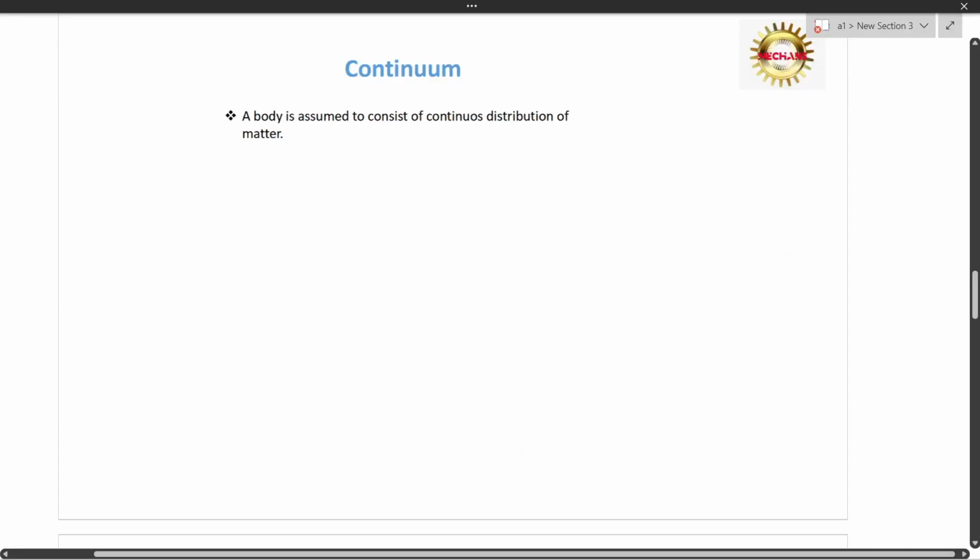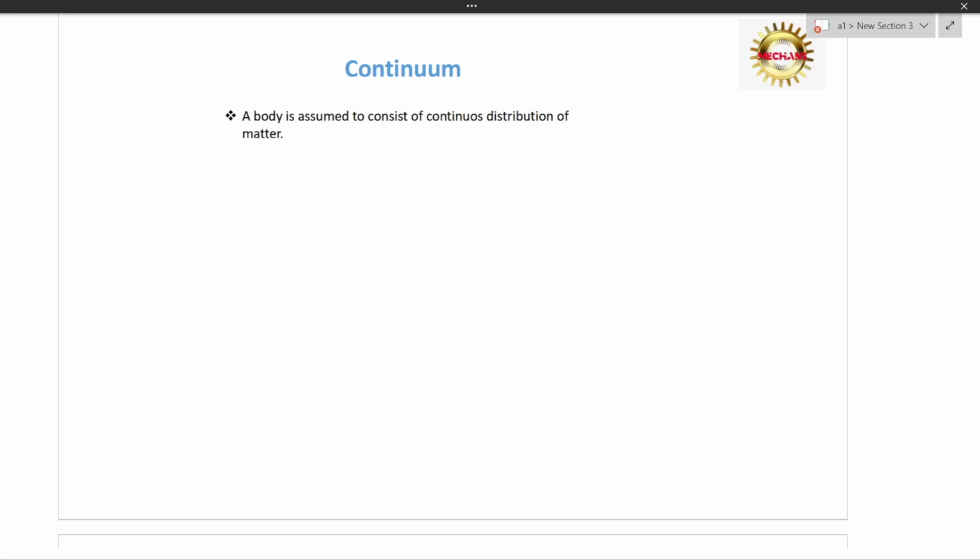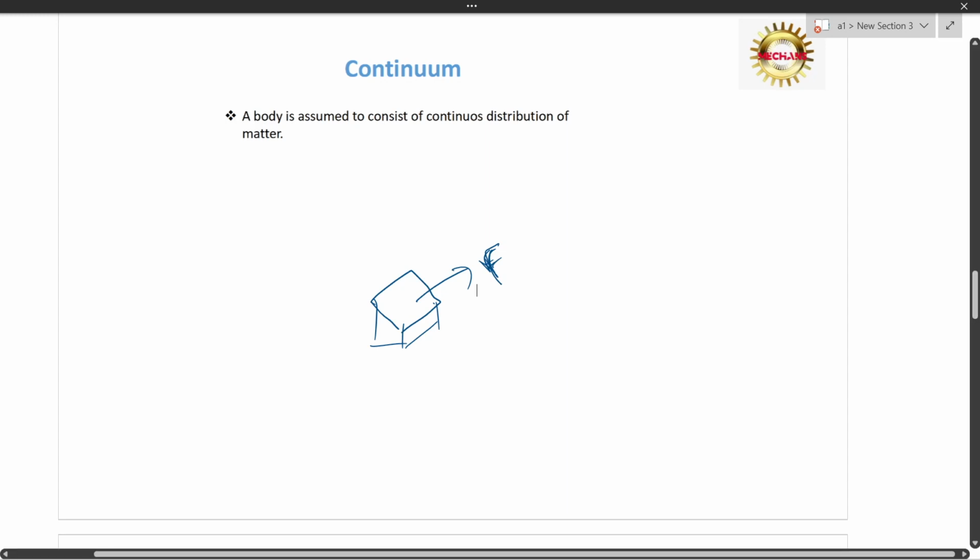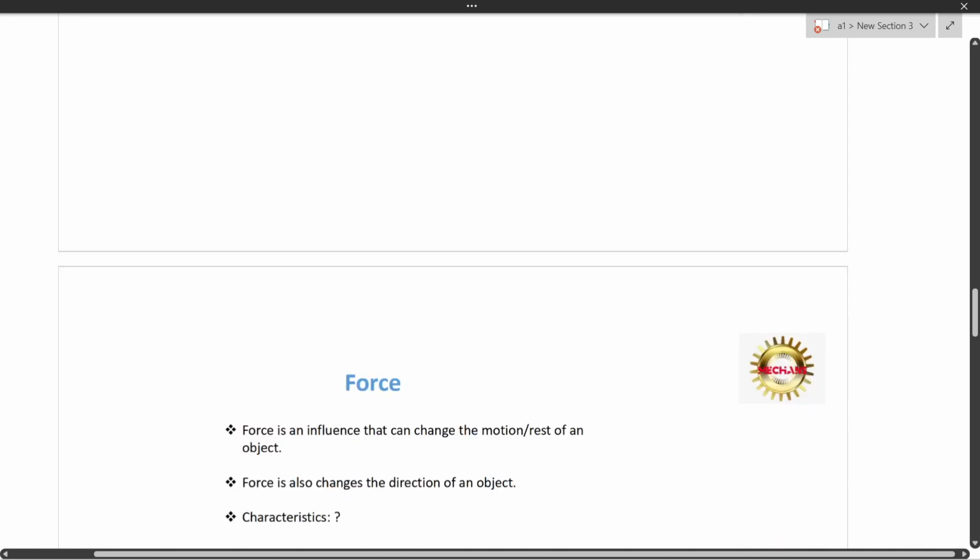Next we are going to talk about continuum. Continuum is just an assumption that a body has a continuous distribution of matter. Why are we assuming that? Because it's easy to calculate. Every body has defects, but if we consider those defects, you can't take it for calculation. Considering the defects would make the problem more complicated. So we just assume that the body has no defect. It has a continuous distribution of matter. So it's called a continuum.